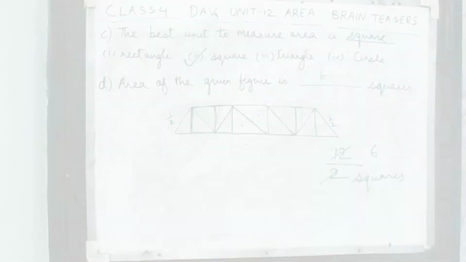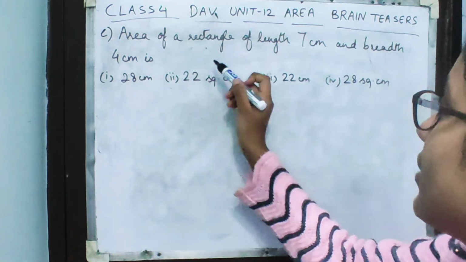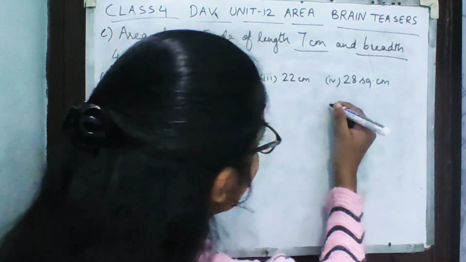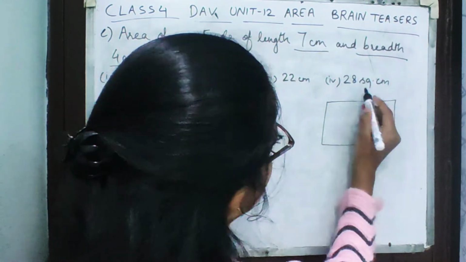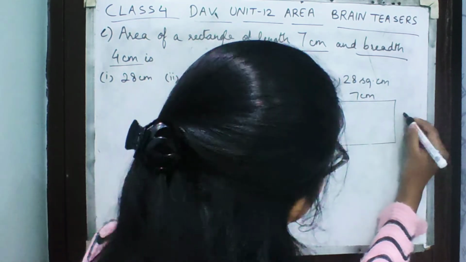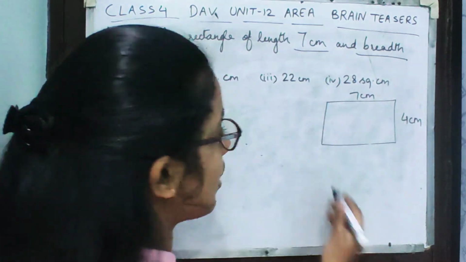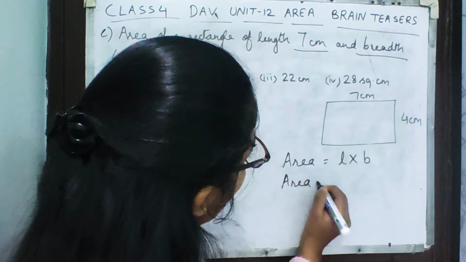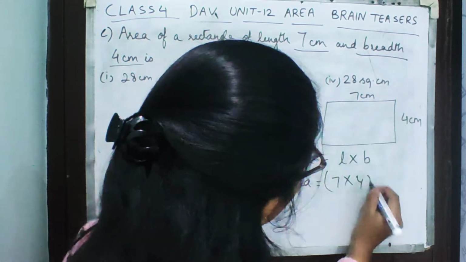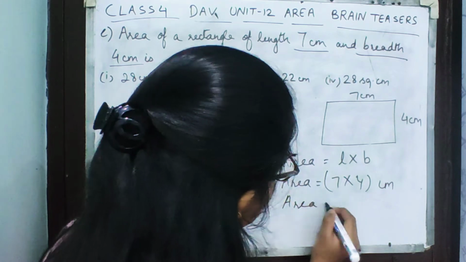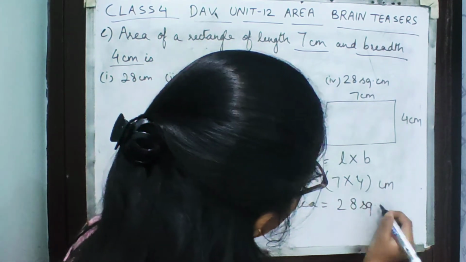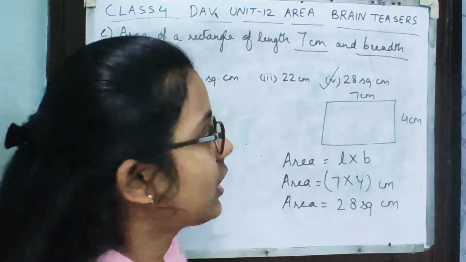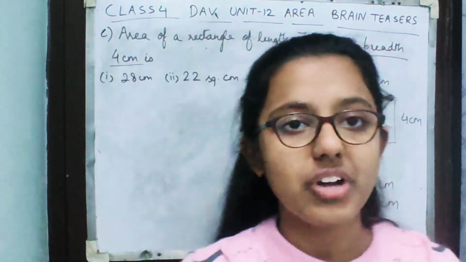Moving now to our equation, that is, the area of a rectangle of length 7 cm and breadth 4 cm. We have a rectangle in which length is 7 cm and breadth is 4 cm. We have to find the area. The area of a rectangle formula is L into B. So area is equal to 7 into 4. Area will be 7 4s are 28 square centimeter. So our correct answer is option D, or option number 4, 28 square centimeter. So here we have completed our first question.